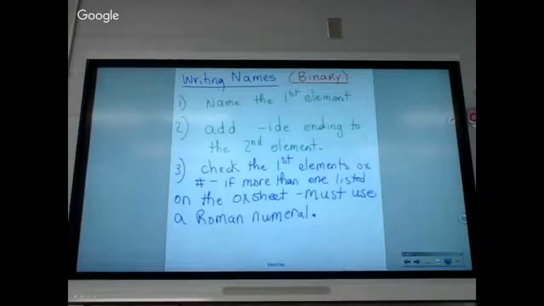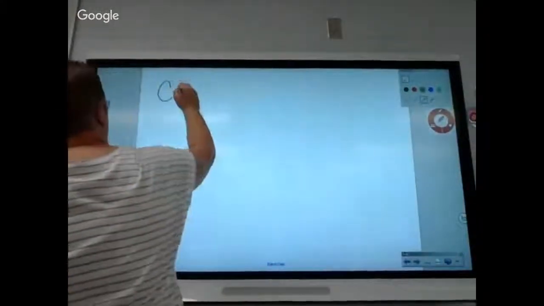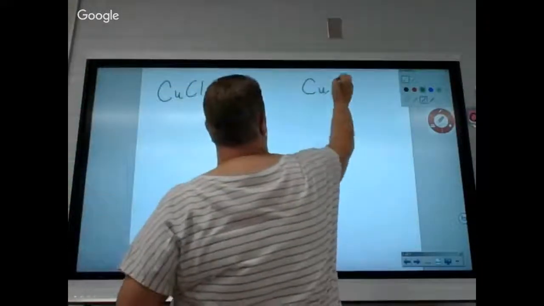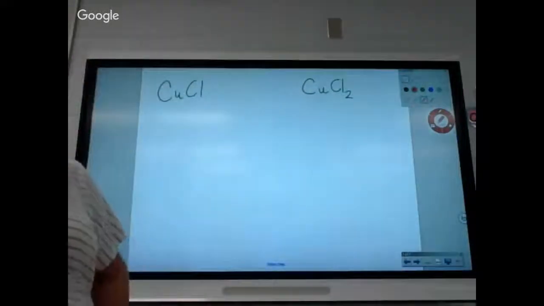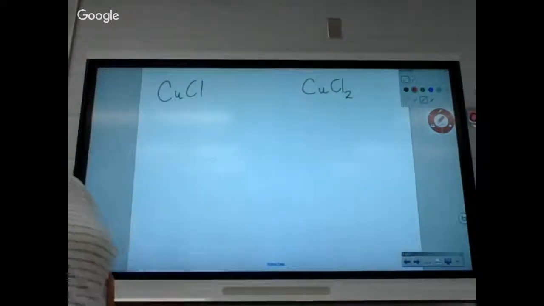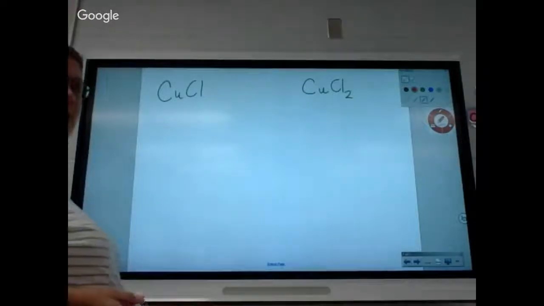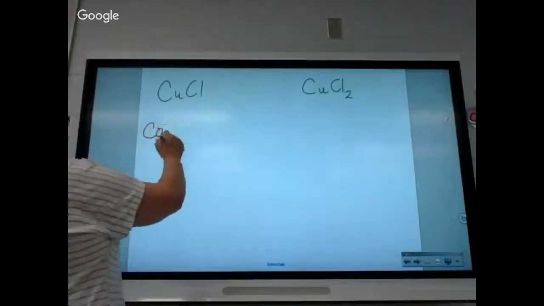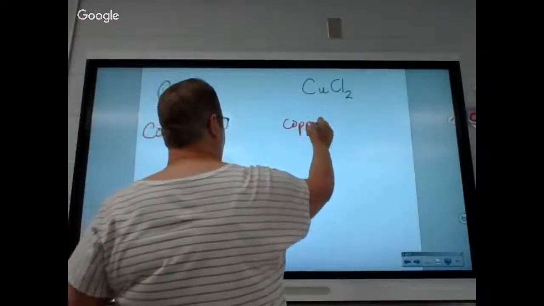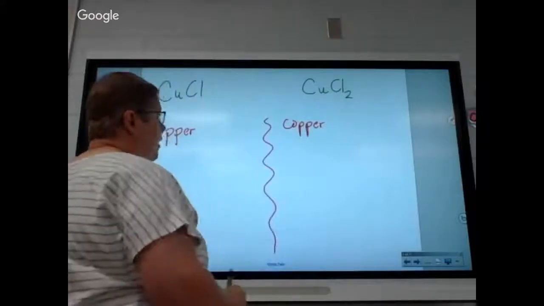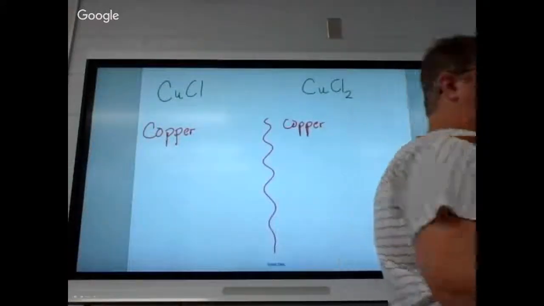All right, has everybody had a chance to get the rule? All right, so let's say that we have CuCl and CuCl2. Now, if we go to write the names, just using the first two steps, everybody would write Cu as what? Copper. Chloride? All right, Cl is chlorine.